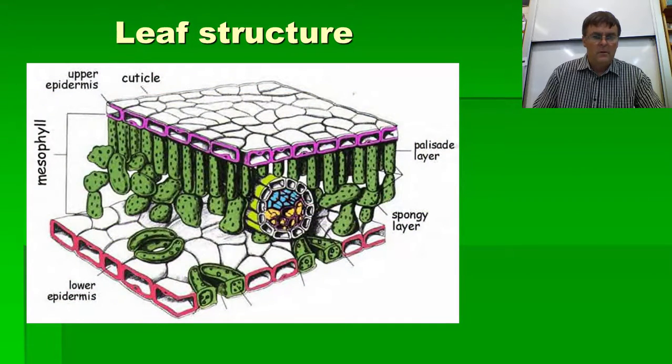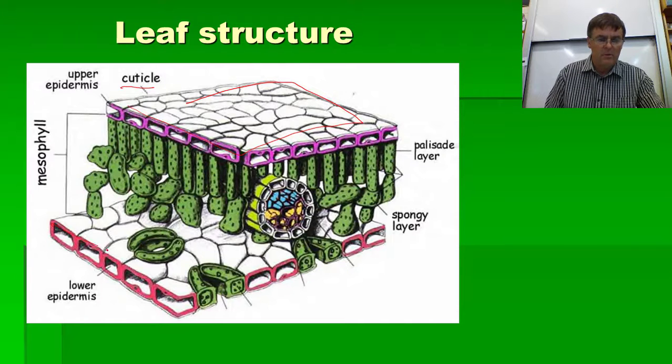So here's the structure of a leaf. Let's start from the top. On the top we've got this thing called a cuticle. That's like a waterproof outside layer that covers the top and bottom of the epidermis, which is this top layer here, and here's the bottom epidermis here. That's like the skin on the top and bottom of the leaf, and the waterproof outside of it stops it losing moisture.